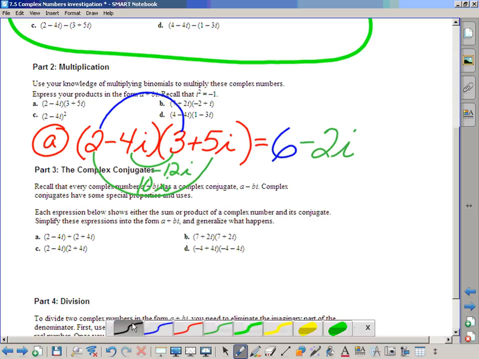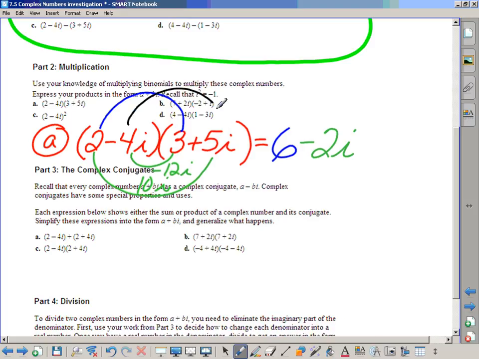Finally, in the last step, let's do that in black, we're going to have negative 4i times positive 5i. If those were x's, and it was negative 4x times 5x, we would get negative 20x squared. Well, here, since it's an i, we end up with negative 20. i times i is i squared.